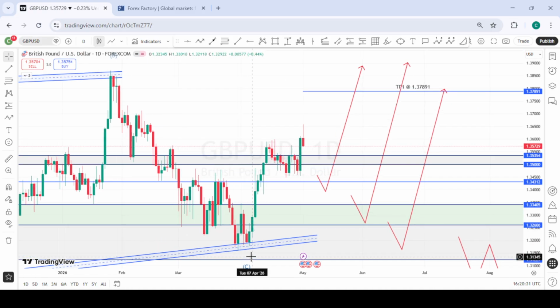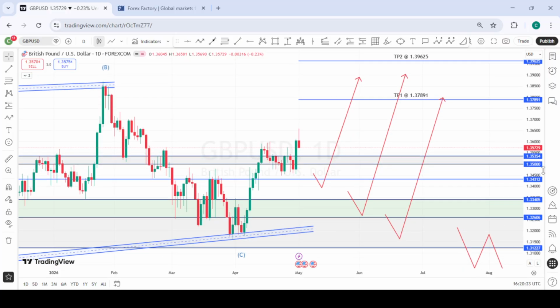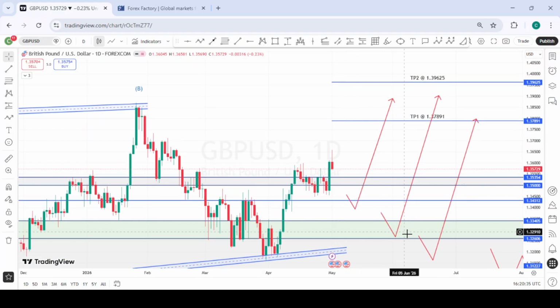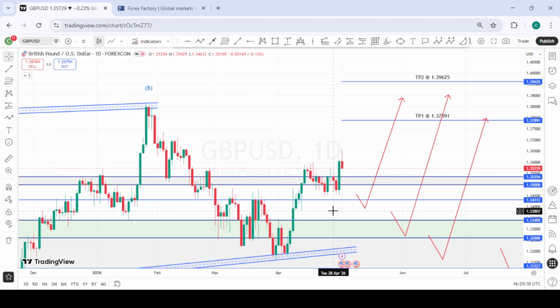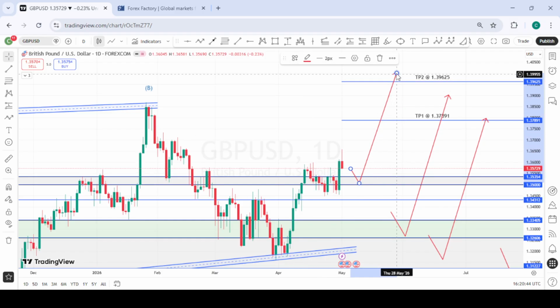Going into next week, initially we were expecting price to pull back into any of these areas of interest we have below, but price never made its way down there. So going into next week, we are just looking out for this pullback into this area of interest to target the targets we have above, just as we saw on DXY.